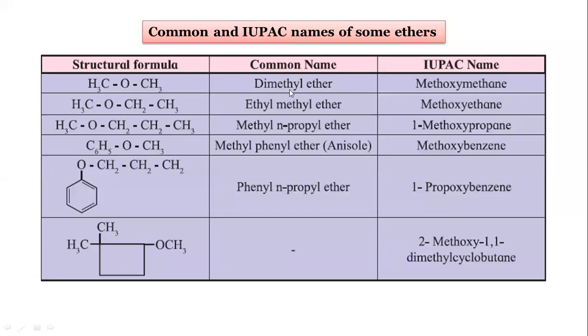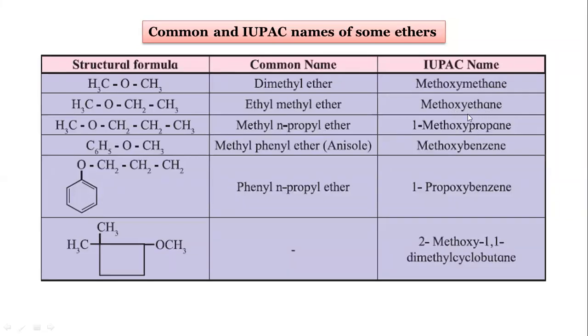See the common names of these ethers. Dimethyl ether. The word ether we have to use in case of common names. Like alcohols, in ethers also we have to use the word ether. Dimethyl ether means there are 2 methyl groups. That's why it is called dimethyl ether. This is ethyl methyl ether, because one group is ethyl, one group is methyl. And see the IUPAC names. This is methoxymethane. This OCH3 group is methoxy, and the alkane is methane. But in this example, this is methoxyethane.